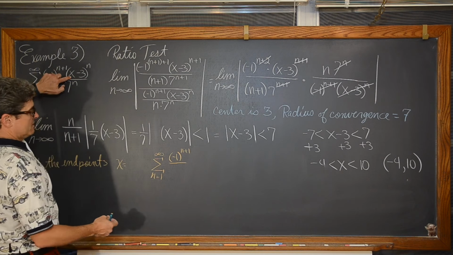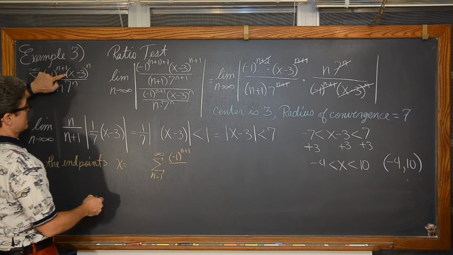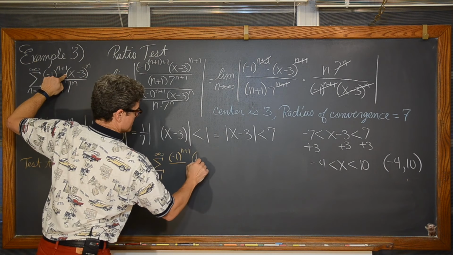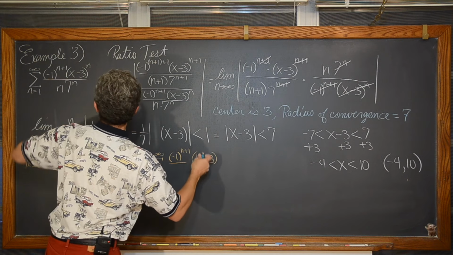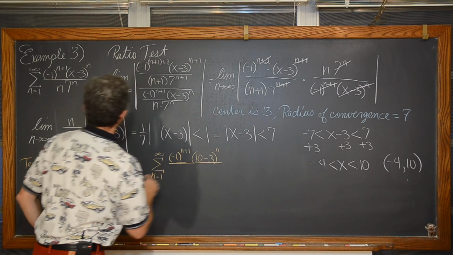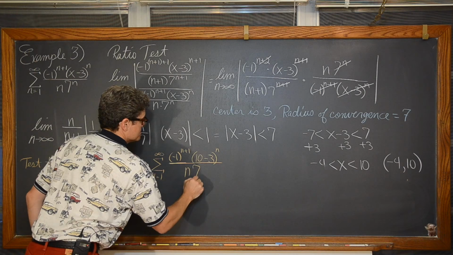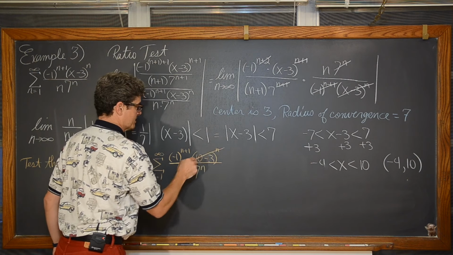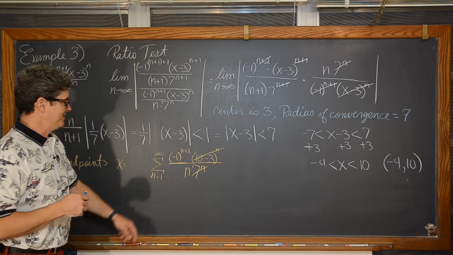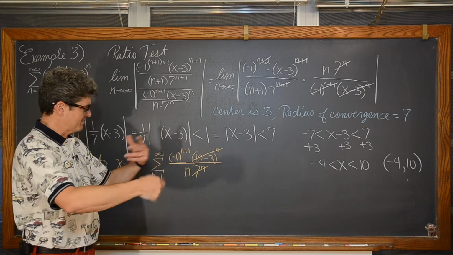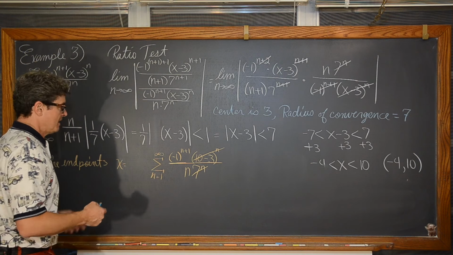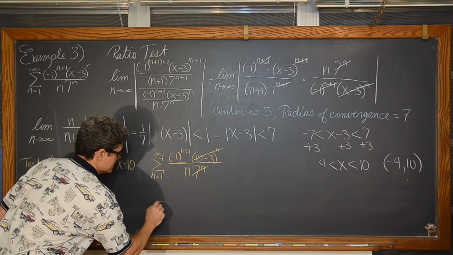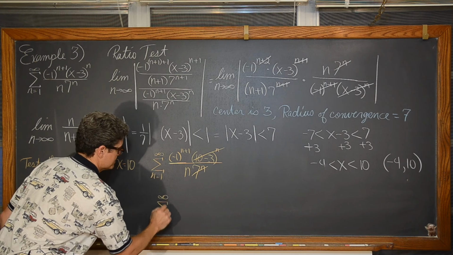We have (-1)^(n+1) times, not x anymore, 10 minus 3 to the n power over n times 7^n. Well, of course, 10 minus 3 is 7, and our 7^n over 7^n, like the previous one, is equal to 1. And this time, this simplification for checking the endpoint of x equals 10 comes out to be really nice and simplifies very quickly.